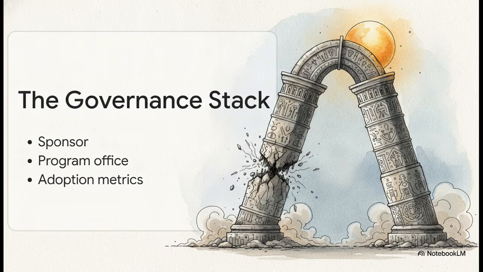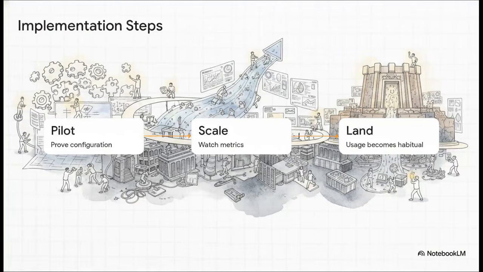An accountable sponsor arbitrates conflicts, a program office supplies the coordination, and adoption metrics convert the vague feeling of transformation into undeniable truth. You have to remember the interdependence here, though. Remove any one of these layers, and the other two instantly collapse. When rolling it out, the steps are crucial. Step 1, pilot to prove the setup. Step 2, scale and monitor those metrics. And Step 3, land the system until usage is an unbreakable habit.